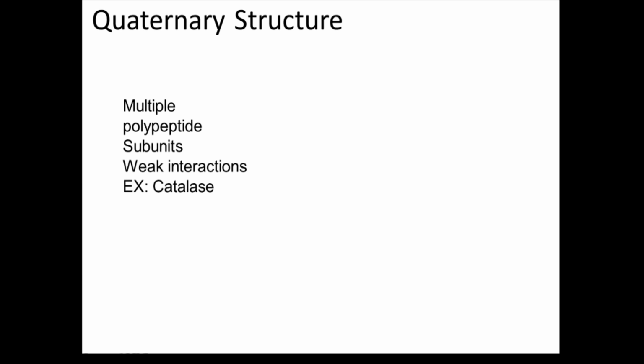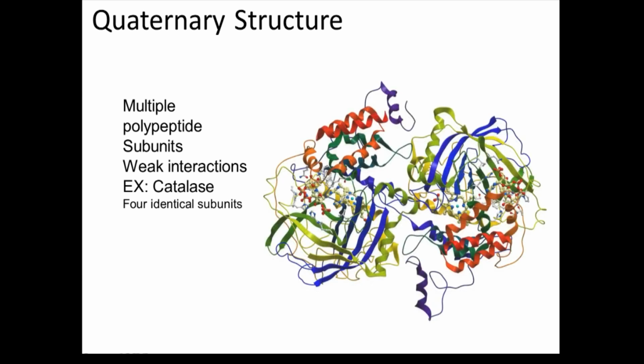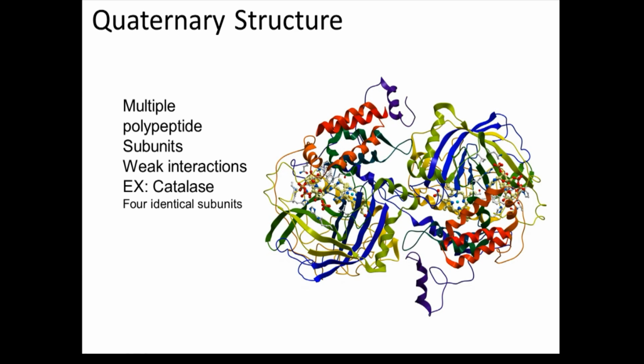An example of a protein is catalase. Catalase is going to have 4 identical subunits. This is catalase. This is the ribbon structure for catalase. Notice the helices of the alpha subunits and the flattened regions of the beta pleated sheets. This would be an example of a protein with a quaternary structure.